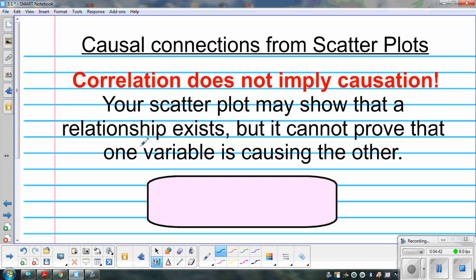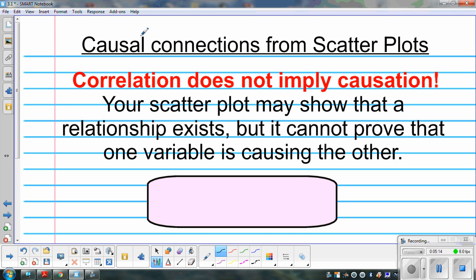All right, this statement is going to sound pretty wordy, but I will explain it. There is a statement that says, correlation does not imply causation. So what we're going to look at now is there might be a scatter plot that shows a relationship. It might look like a strong positive correlation, but if we take a moment and actually look at the two variables we're comparing, it may not prove that one variable causes another.